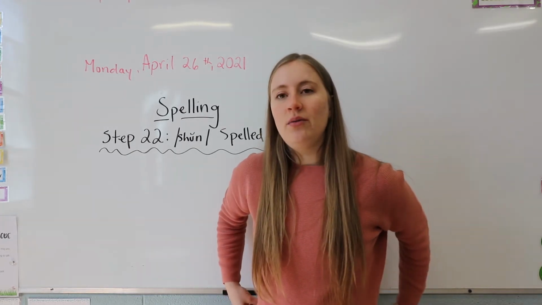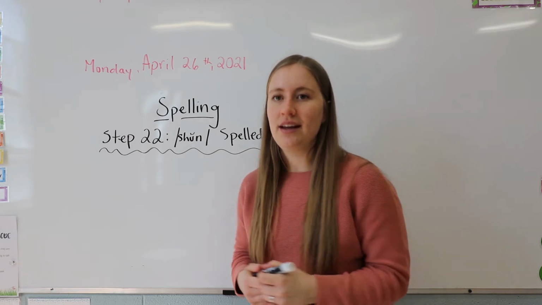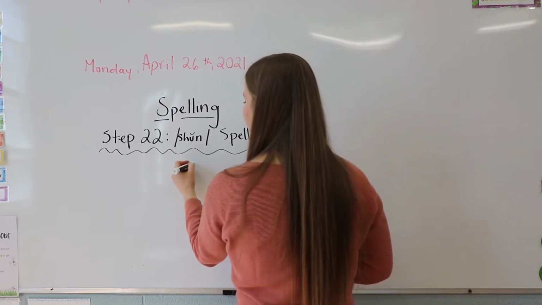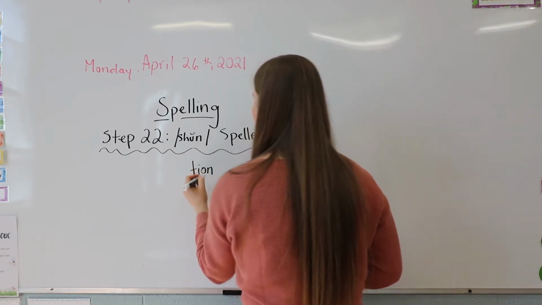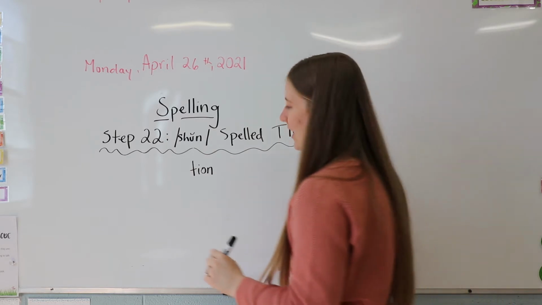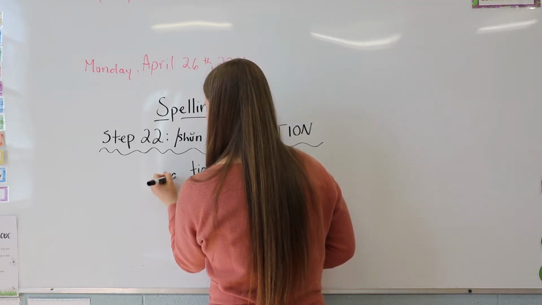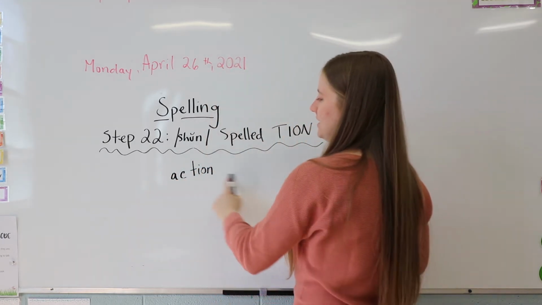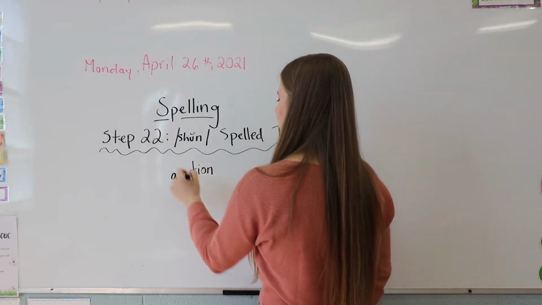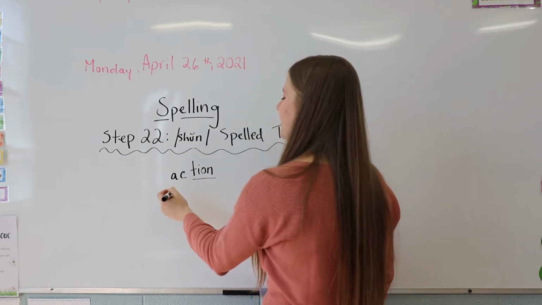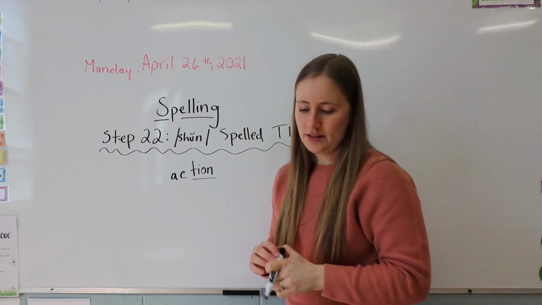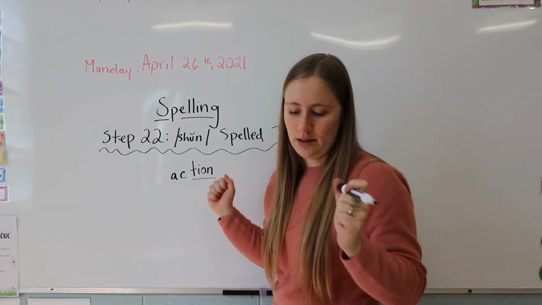Okay? So, as we know, the most common way to spell the shun sound is with the T-I-O-N, right? So T-I-O-N. And this, of course, goes at the end of words. So, for example, a word like action. Okay? So action, we just put the A-C over the T-I-O-N. And if we have two syllables, this is one syllable all by itself, right? So action. Okay? So the T-I-O-N is always its own little syllable.